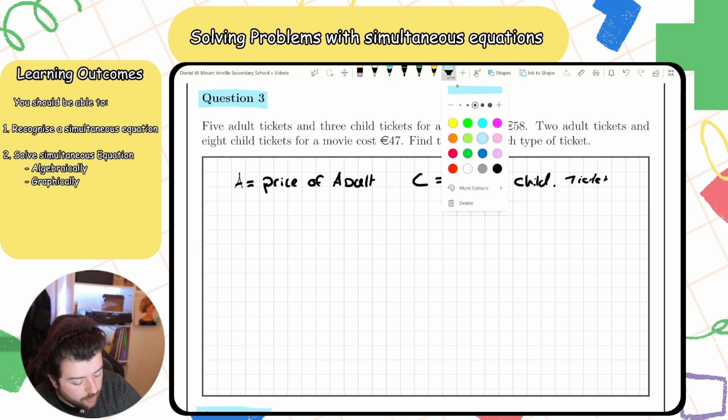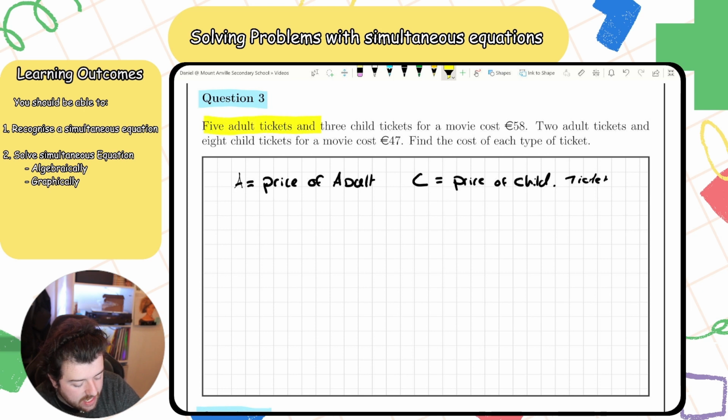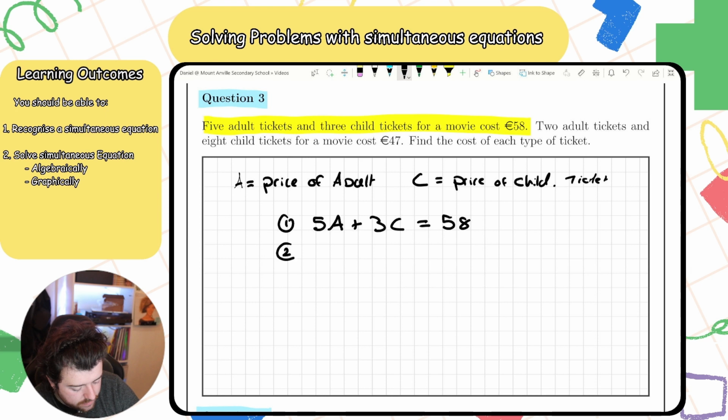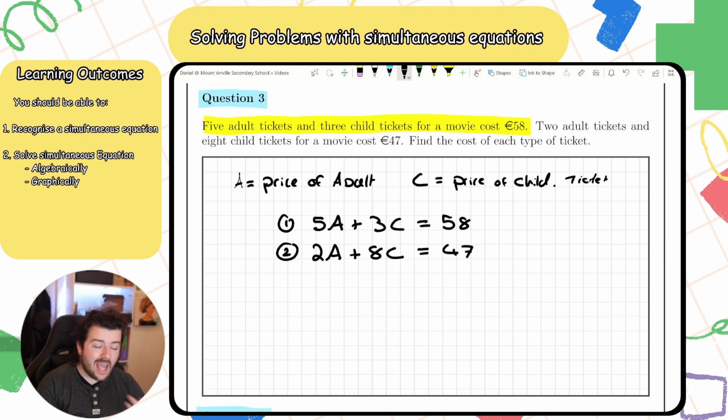So, let's read through it now. 5 adult tickets and 3 child tickets cost €58. Well, so 5 adult tickets plus 3 child tickets cost €58. 2 adult tickets plus 8 child tickets cost €47. There we go. I've now deciphered my 2 pieces of information, and created a simultaneous equation. So 5a plus 3c equals 58, 2a plus 8c equals 47. This doesn't necessarily have the x and y, but we can still solve them simultaneously.